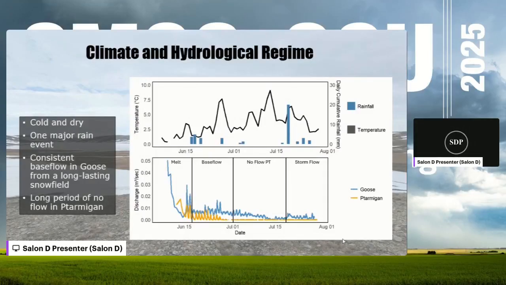Hydrologically, this makes for a very simple hydrograph with a big peak during snowmelt, followed by a base flow in Goose, a short base flow period in Ptarmigan, and then a prolonged period of no flow in Ptarmigan. There was a brief return to flow in both catchments during and directly following that large rain event in late July, giving us a nice snapshot of storm flow conditions. Goose had a larger discharge peak as well as higher discharge through the season, likely due to its larger size. It also has a bit of a larger proportion of wet sedge meadow in the catchment, and it had a snowfield that persisted late into the season because of our low temperatures.